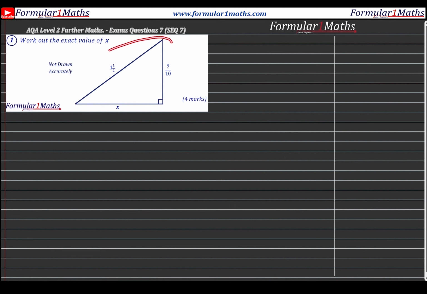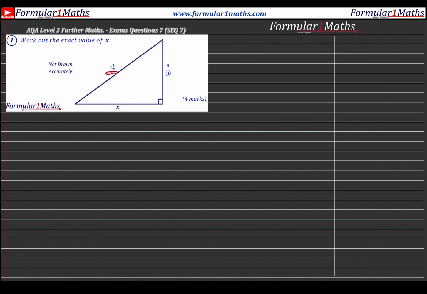This triangle is a right angle triangle because this angle here is a right angle. And that means I can use Pythagoras theorem to find x. According to Pythagoras theorem, x squared plus 9 over 10 squared must be equal to 1.5 squared.